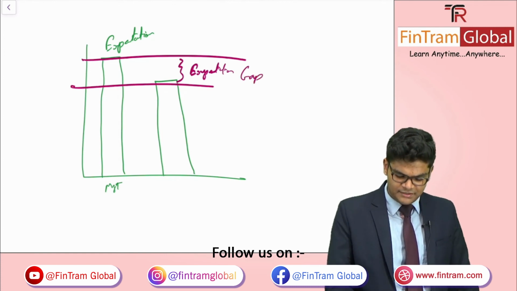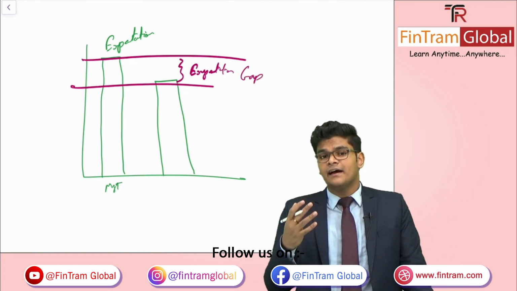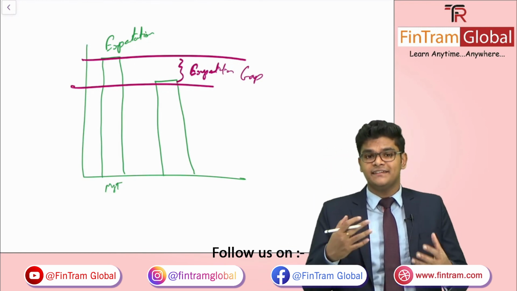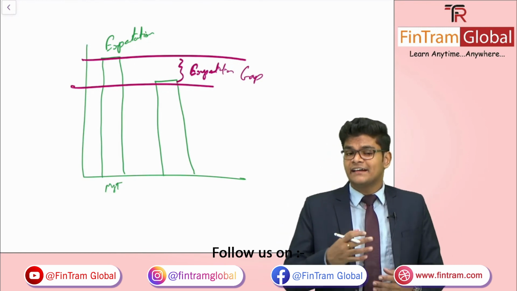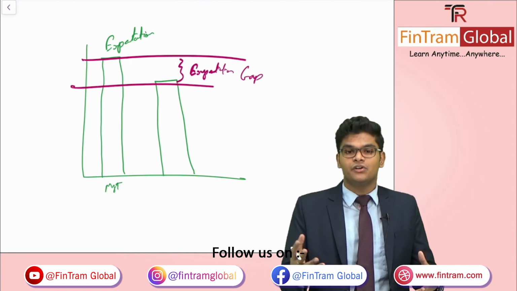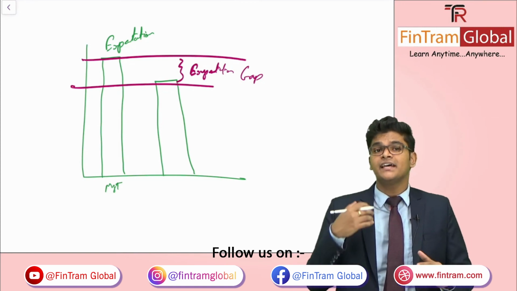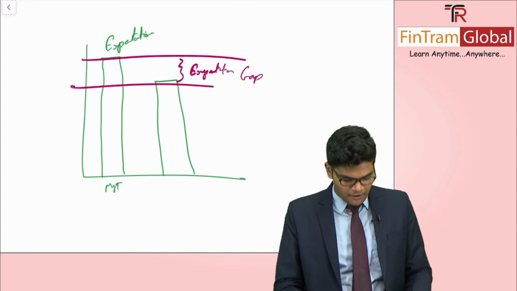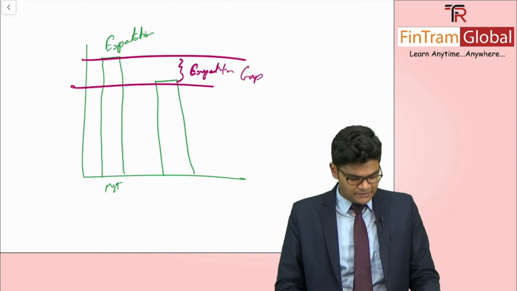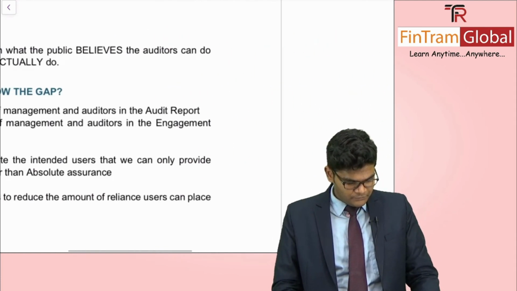Okay, folks, so what does this mean? Basically, it's the difference or the gap between the expectation of the intended users as well as the management regarding the auditor's job and what the reality of the job is all about. Okay, folks, that's what the expectation gap is all about. Just the difference between expectation and reality, as simple as that. So let's read about it.